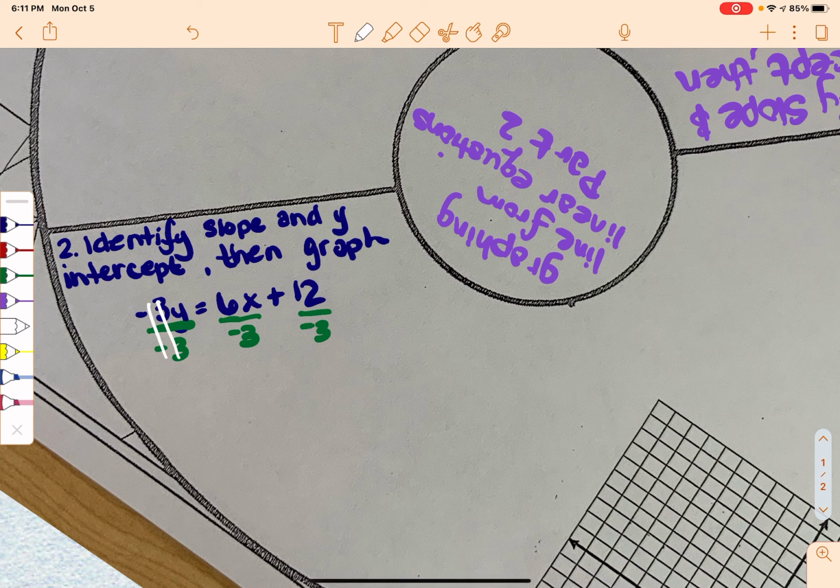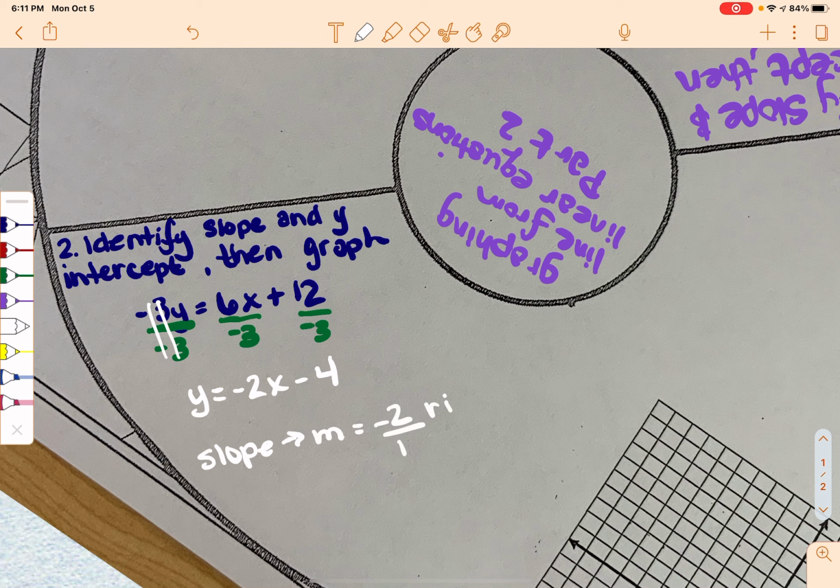So this cancels. I'm left with y. 6 divided by -3 is -2, so I'll put the x with it. 12 divided by -3 is -4. So that means that for my slope, it's going to be -2, so I'm going to put that over 1 for my rise over run.